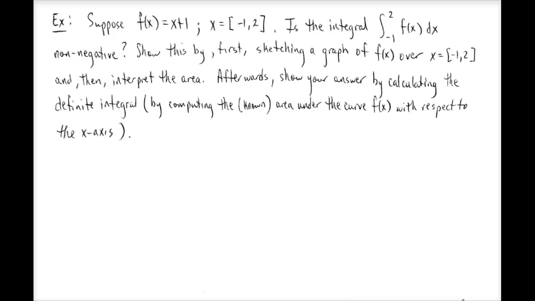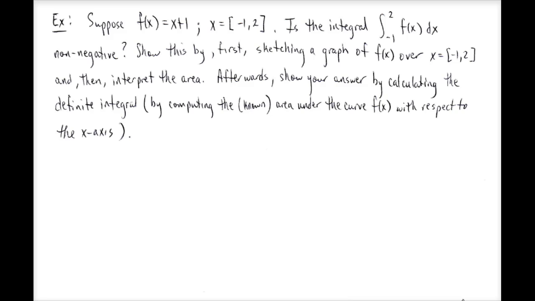Okay. All right, so in our next example here, we want to look at this function f of x, which is equal to x plus 1, which we know is a line, and we want to look at it from the values of -1 to 2. And we want to figure out, first of all, is the integral of f of x dx as evaluated from -1 to 2 non-negative or not? And so we want to do this by first showing the sketch of the graph and interpreting the area. And then after we do that, we want to show the answer by calculating the definite integral by using known geometric shapes if we can.